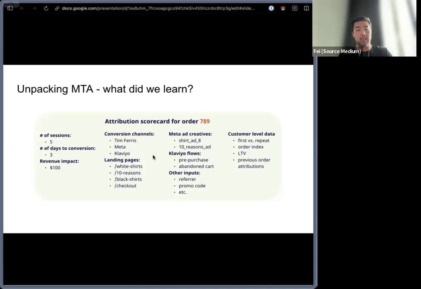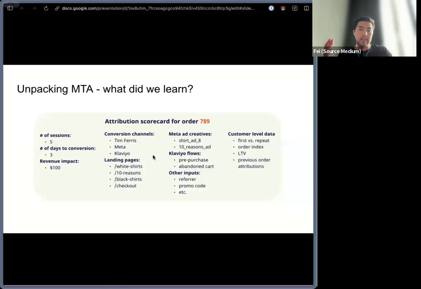There were actually 4 landing pages involved, right? The 2 PDPs, a 10 reasons page, and the final checkout. There were 2 ad creatives involved here, right? The shirt ad and the 10 reasons ad, and 2 Klaviyo flows involved. And then there's, of course, other inputs like referral domains, promo code used, et cetera, et cetera. You know, we can spend all day basically digging up all the metadata there.